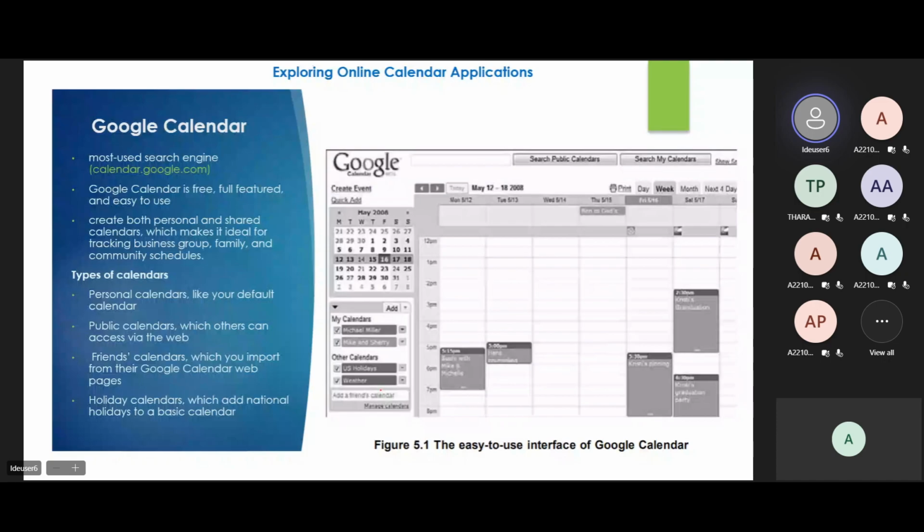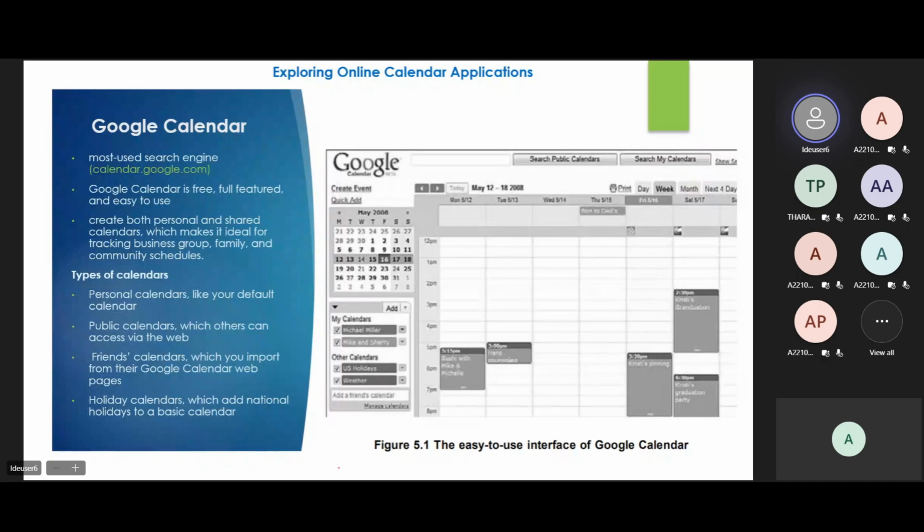And holiday calendars, that means national holidays added to a basic calendar, which adds the national holidays in your calendar. Okay. And then here you can search for the public calendars, and you can search for my calendars here. Suppose you have created many calendars as private, you can use this tab to search for your private calendars, and we can view the calendar by day, by the week, or by the month. Okay, so directly if you click on this today, you can view today's month. Okay, so these are the features provided in the Google Calendar.